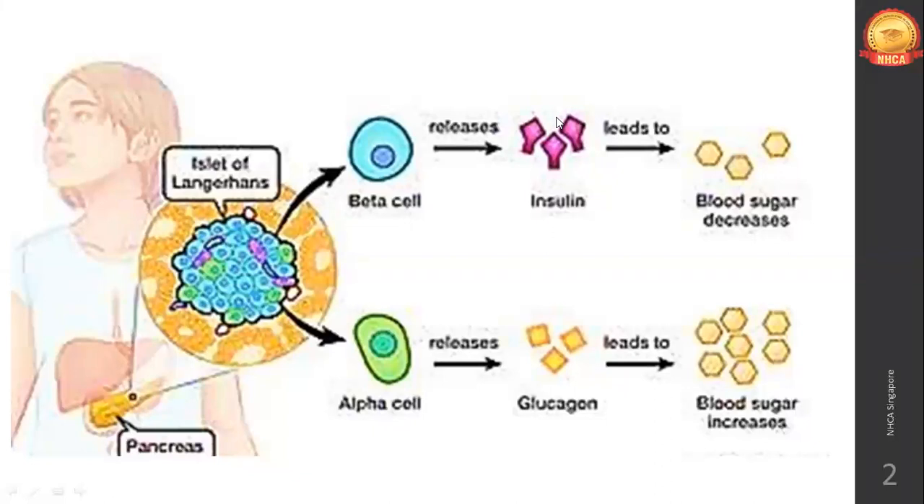Glucagon usually directs your liver to release the stored glucose. Liver stores glucose. Glucagon can ask the liver to release more glucose, or glucagon can also undergo certain changes, and it can convert itself into glucose. So these two mechanisms can take place.